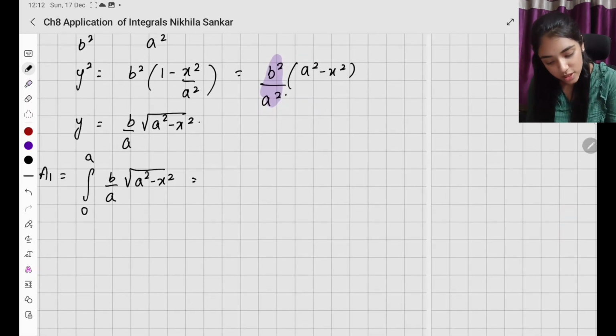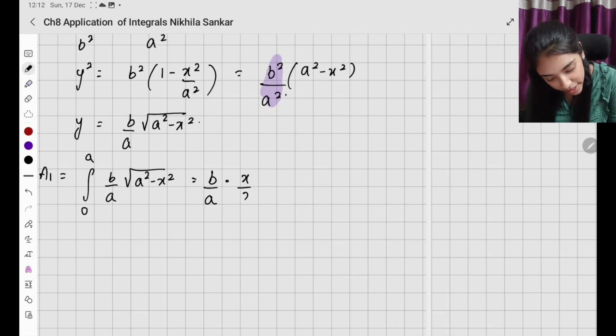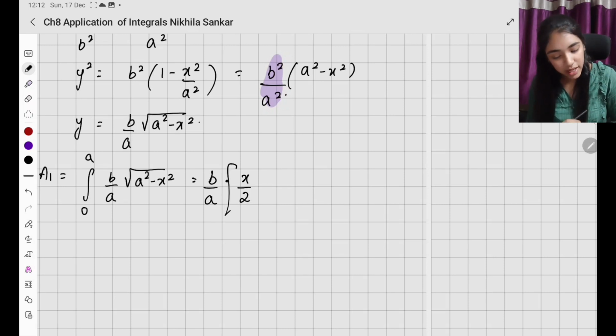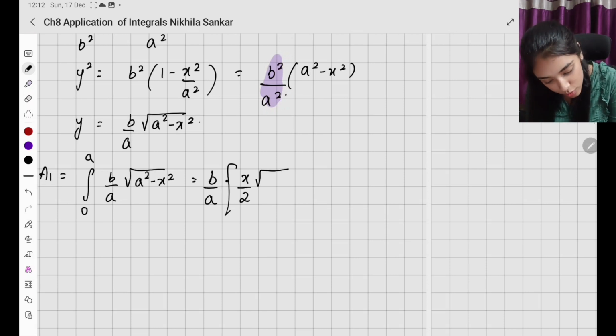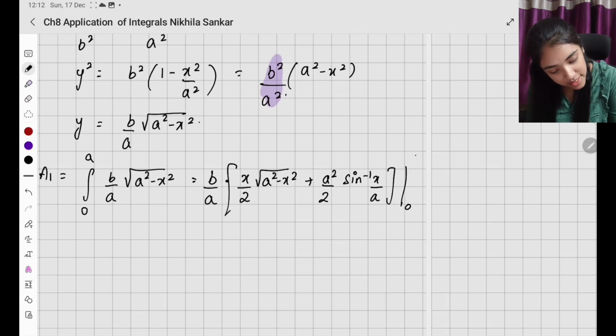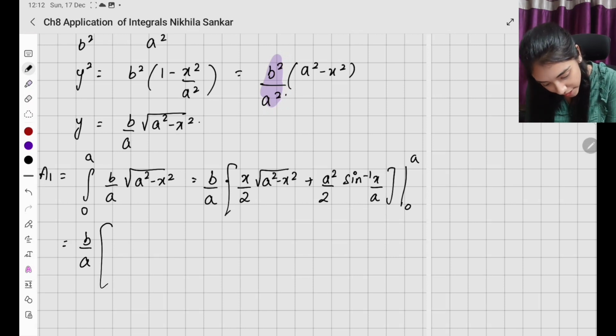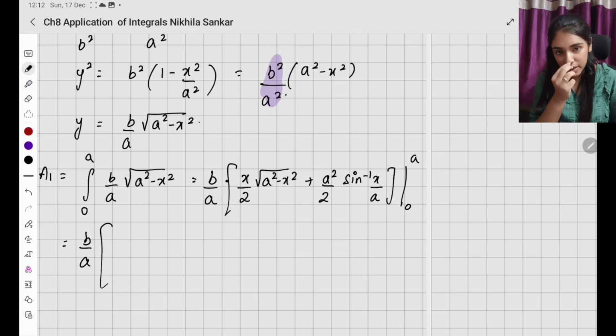So b by a is a constant. Again, the same formula we used in the previous sum. So I have b by a times x divided by 2, I'll open a bracket, b by a is a constant, x by 2 square root of a square minus x square plus a square by 2 sine inverse of x divided by a, from 0 to a. Okay, so when I simplify, I have b divided by a, and I'm going to open a bigger bracket, upper limit minus lower limit.